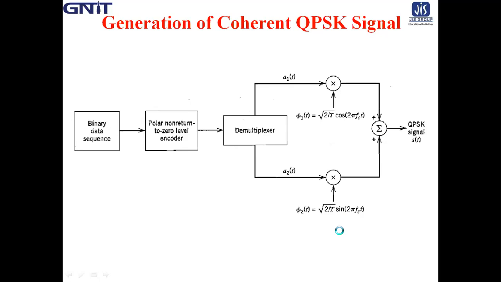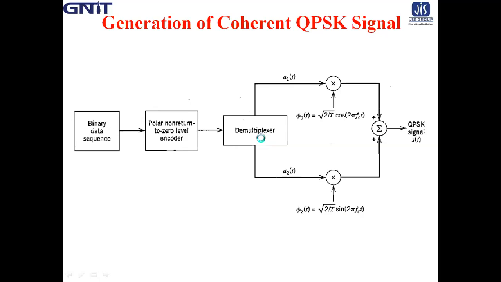The result is a pair of binary PSK signals. From here you can generate a BPSK signal, and from here we can also generate a BPSK signal. And finally, the two BPSK signals are added to produce the desired QPSK signal. So this is the generation technique of a coherent QPSK signal.